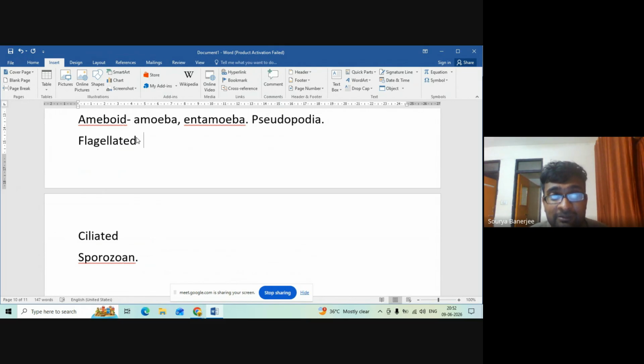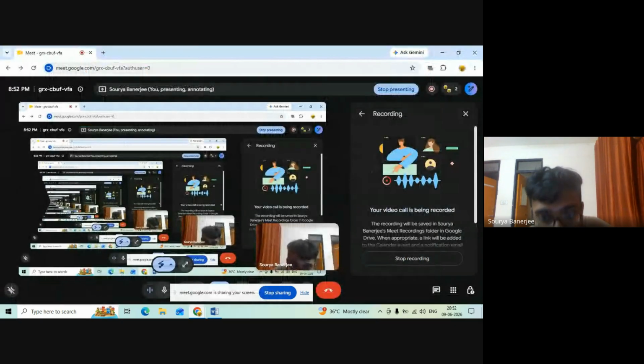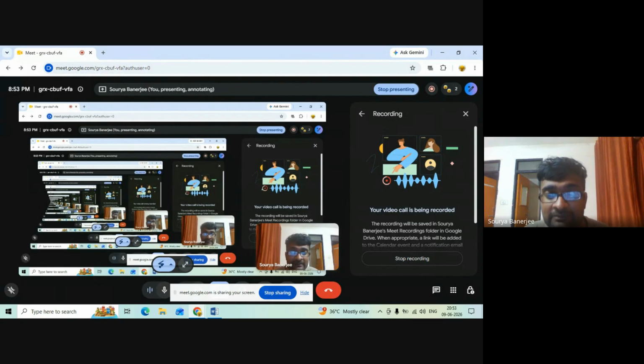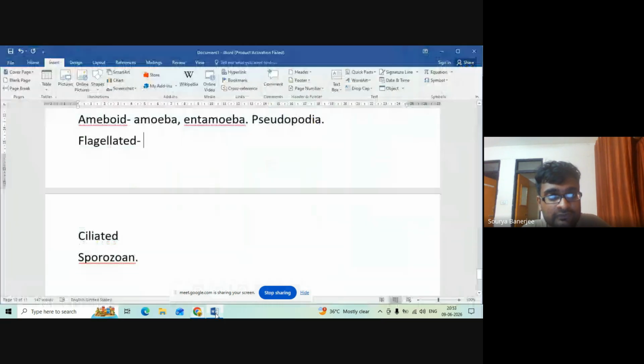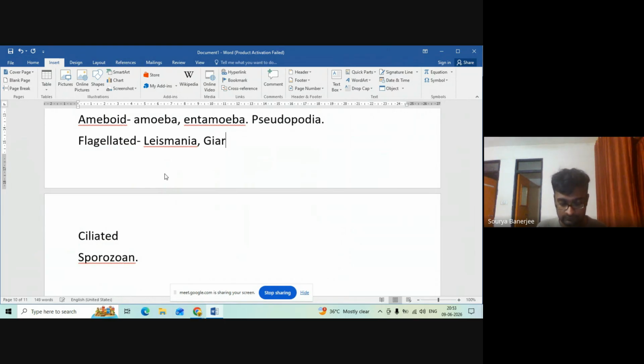So Entamoeba belongs to amoeboid, flagellated, ciliated, or sporozoan? This kind of question will come. So whatever example is mentioned in your book, you have to remember all of the examples. If a 5 mark question comes, any one example is enough. But in case of tricky MCQs, you have to know all the examples. So the first example of flagellated is Leishmania. Then the next one, and the third one is trypanosome.